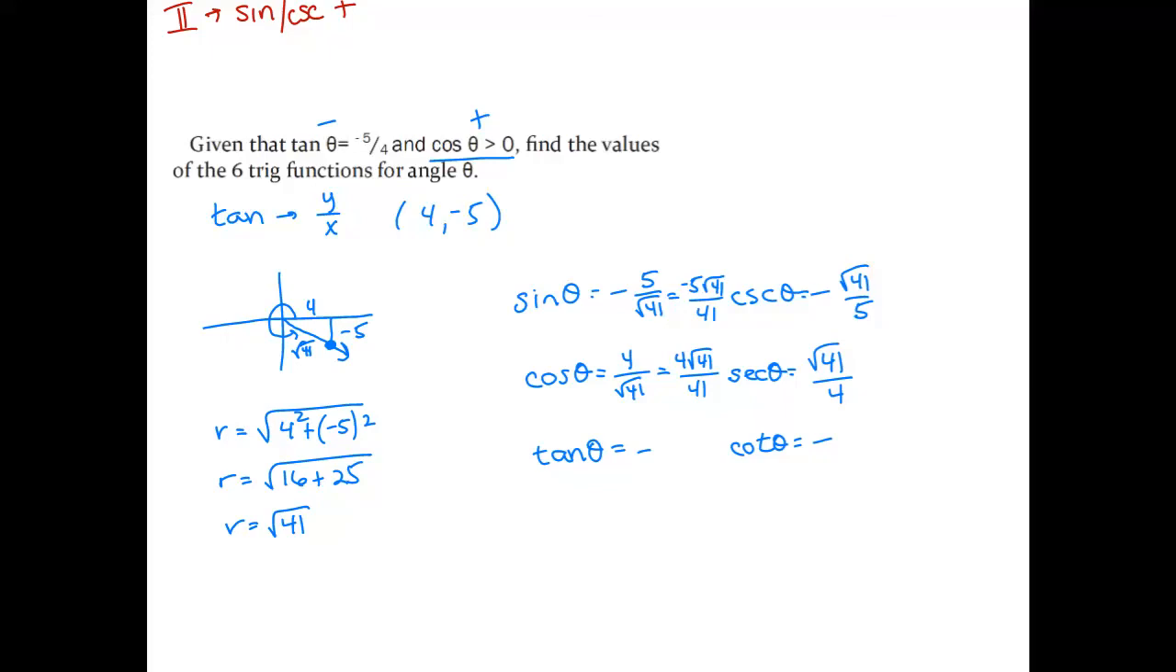And then tangent is opposite over adjacent. So 5/4, and of course negative, and when we flip it, 4/5. And that's really it. So what you have for today is some practice problems from the homework.